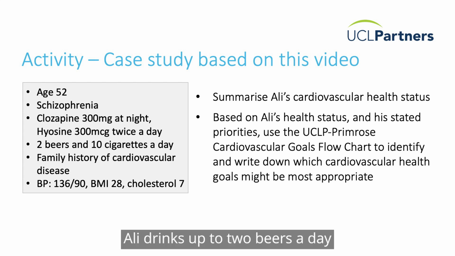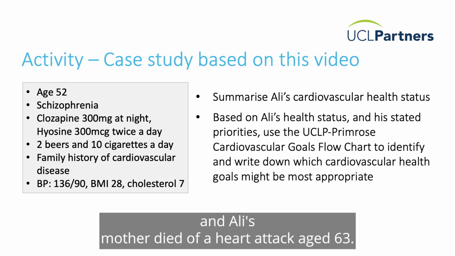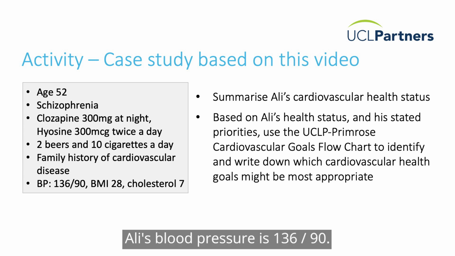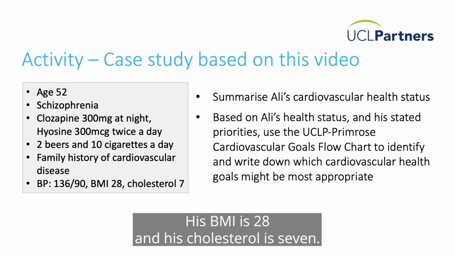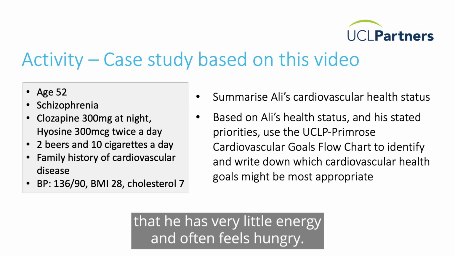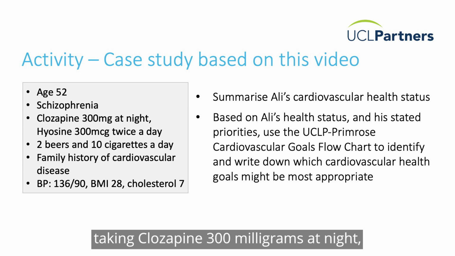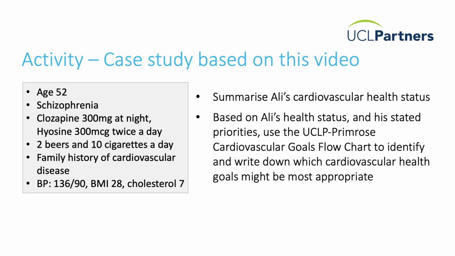Ali drinks up to 2 beers a day and smokes 10 cigarettes a day. Ali's mother and father both experienced high blood pressure, and Ali's mother died of a heart attack aged 63. Ali's blood pressure is 136/90. His BMI is 28, and his cholesterol is 7. Ali is interested in losing weight, but explains that he has very little energy and often feels hungry. As well as taking clozapine 300 milligrams at night, Ali also takes hyoscine 300 micrograms twice a day.